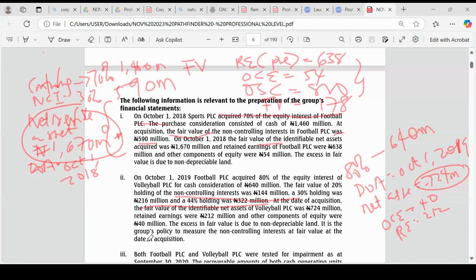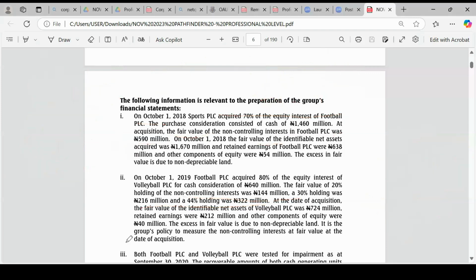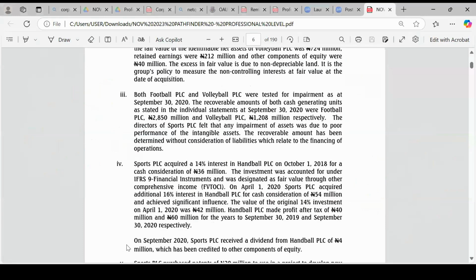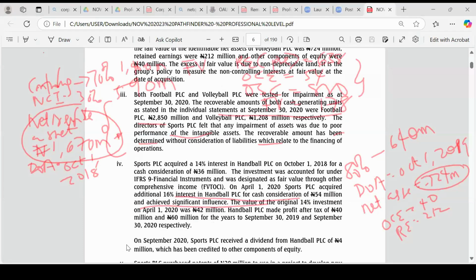All right, let's move on. So we're told, additional information 3: both Football PLC and Volleyball PLC were tested for impairment as at September 30th, 2020. And we were told the recoverable amount.